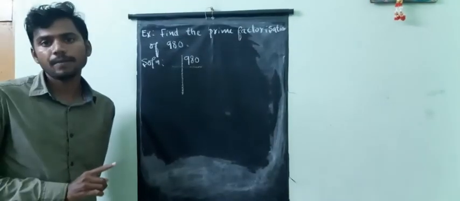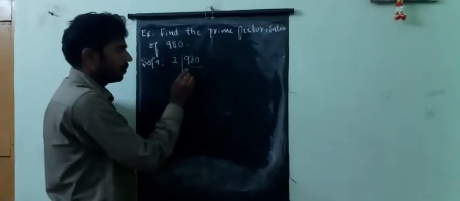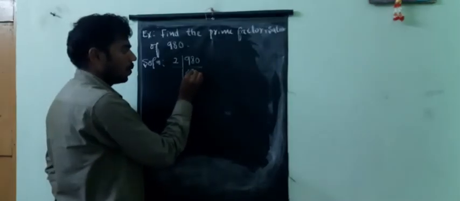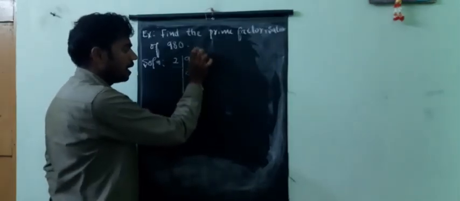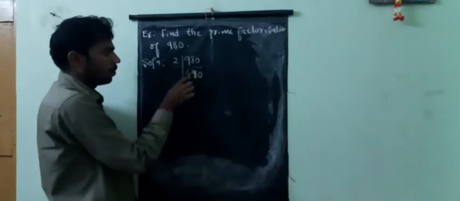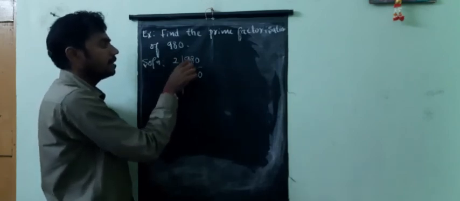So we use this method. How are we going to find it? By the division method. This is called the division method. See, how do we need to begin? We need to begin with the smallest prime number, that is 2. Does 2 divide 980? Yes, it divides because it is ending with 0. 2 4s are 8. What is left? 9 minus 8 is 1. 18. 2 9s are 18. 0.